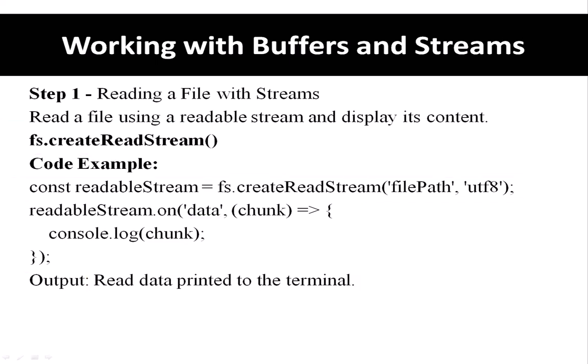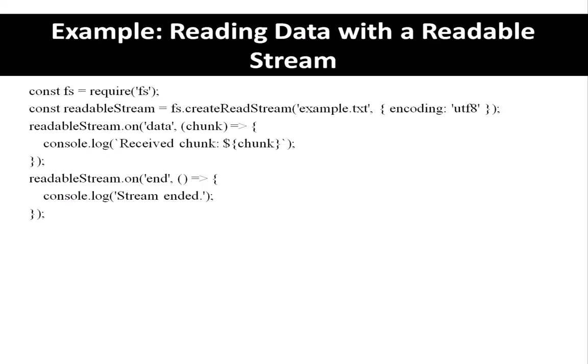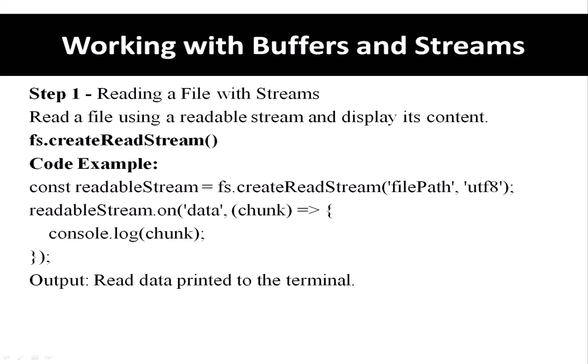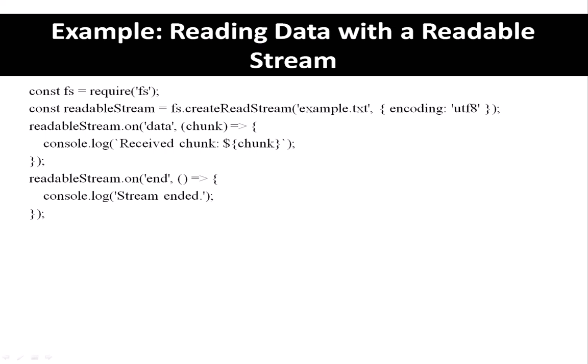Next, here is an example of how you are going to create the readable stream. Here we have the same syntax which we discussed above, where we use the same arrow function with chunks of data, and we print console.log received chunk. The chunk function is going to retrieve all the data from the readable stream, where we have specified the file name example.text.